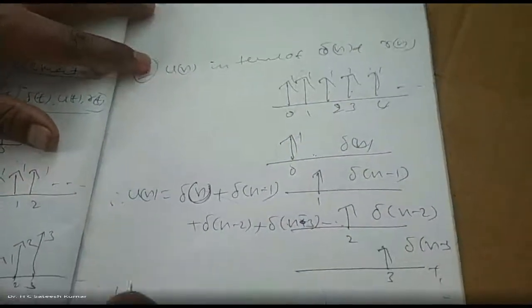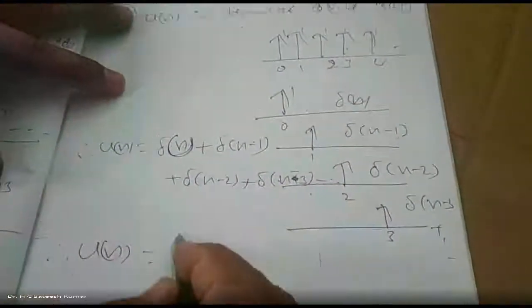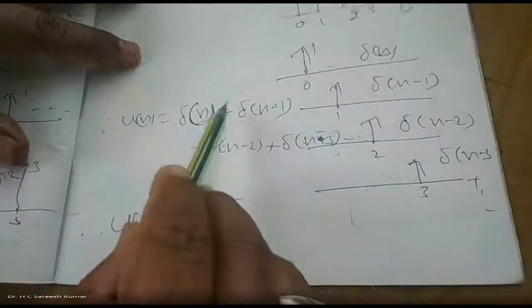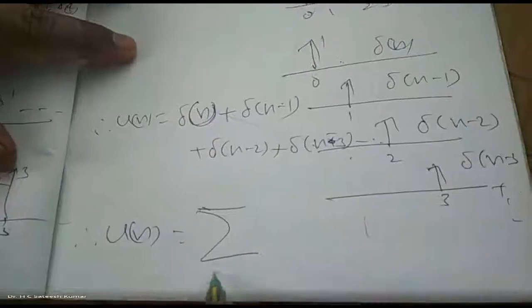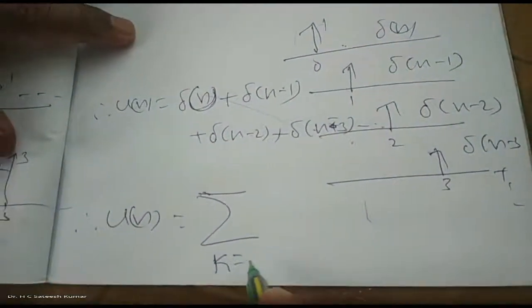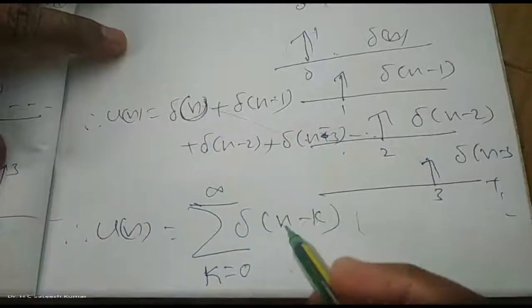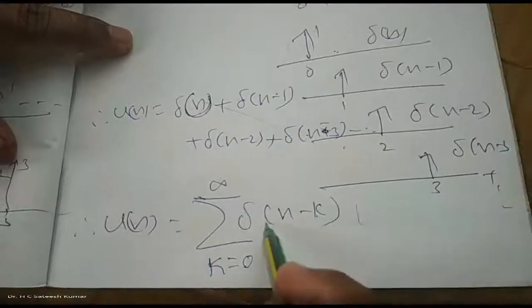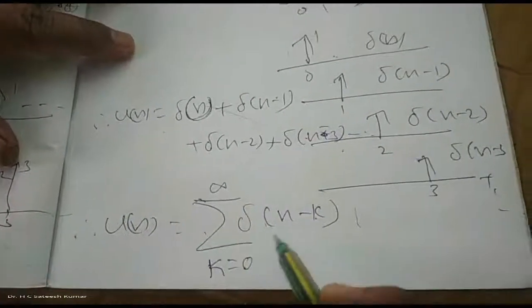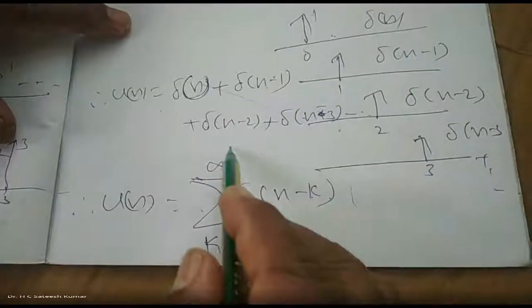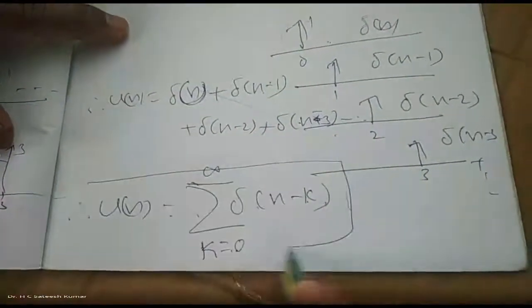Therefore, u of n is equal to, okay, right. Instead of writing, you should add up to infinity now. So what I will do is, adding all of them is nothing but a summation, you can write it. And 0, 1, 2, 3, it should vary, so I'll allow some parameter k, which varies from 0 to infinity. Delta of n minus k, you can write it. Give the value k equal to 0, delta of n, plus k equal to 1, delta of n minus 1, k equal to 2, delta of n minus 2, k equal to 3, delta of n minus 3. That's it. That's how we should write u of n in terms of delta of n.